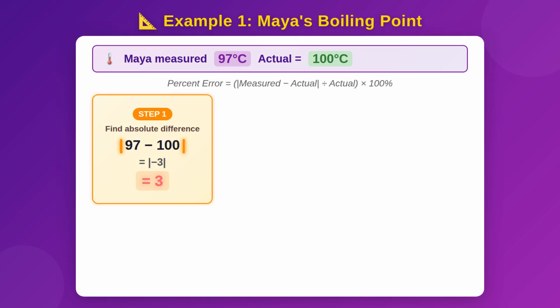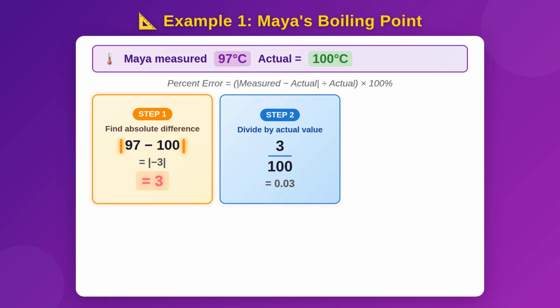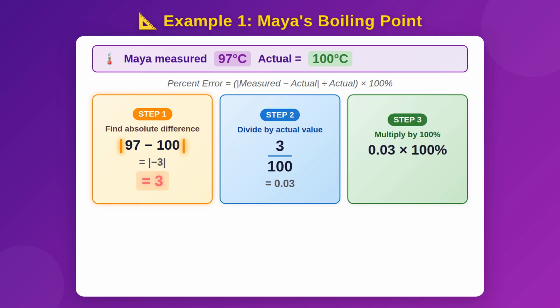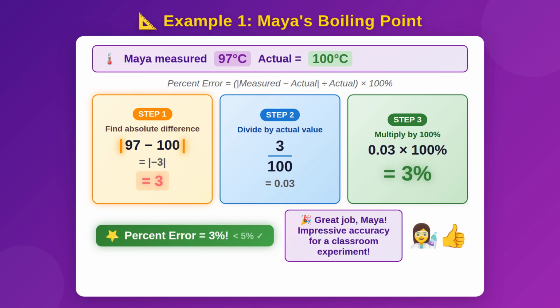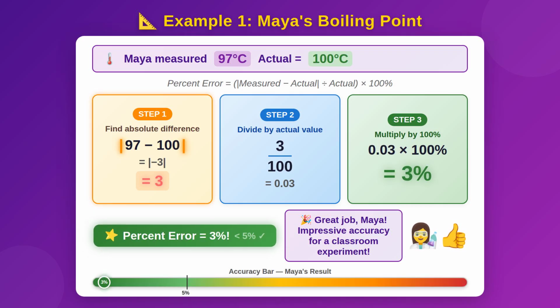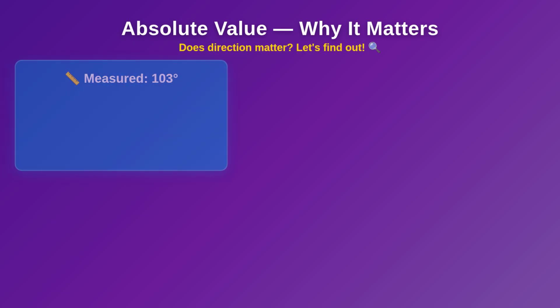Let's solve Maya's problem. She measured 97 degrees Celsius, but the actual boiling point is 100 degrees Celsius. Step 1. Find the absolute difference. 97 minus 100 equals -3, but the absolute value makes that +3. Step 2. Divide by the actual value. 3 divided by 100 equals 0.03. Step 3. Multiply by 100%. 0.03 times 100 equals 3. So Maya's percent error is 3%. That's well under 5%. Great job, Maya. She measured the boiling point with impressive accuracy for a classroom experiment.